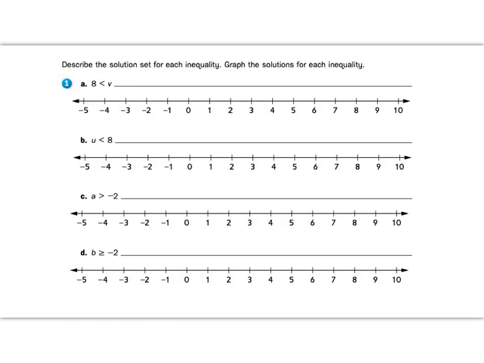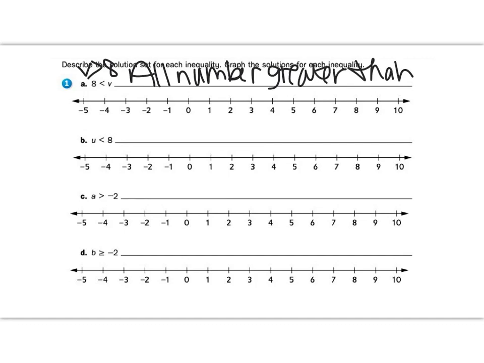So let's look at this example from our journal. The first one reads, 8 is less than v. I'm going to rewrite that. I always like to put my variable first. So if 8 is less than v, then v has to be greater than 8. So my solution set would be all numbers greater than 8. Since it's all numbers greater than 8 but not including 8, I'm going to put an open circle on 8 and an arrow pointing to the right because all the answers are bigger than 8. So that would be 9, 10, and so on.